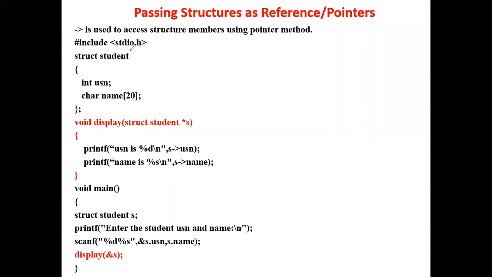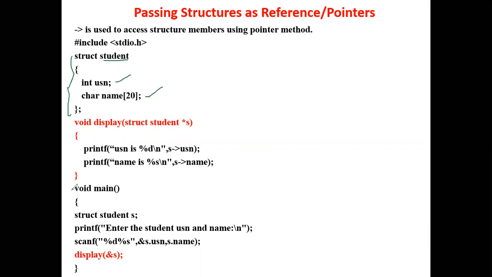So structure is used to access members. Here we have declared a structure. This is a structure with the name student and two members, USN and name. This is a user defined data type, a structure with the name student. This is for storing the USN of a student and this is for storing the name of a student. Now we will see how to access the structure using the pointer method.